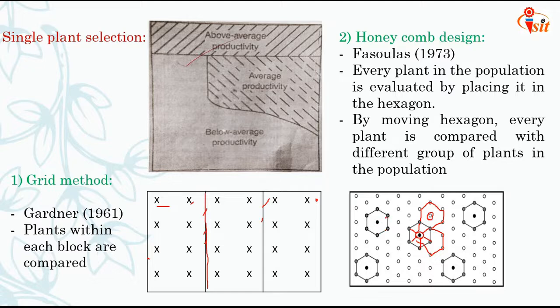Okay, on the angles of that hexagon. Then again this hexagon is moved onto another plant, and this plant is compared with the other group of plants. Okay, so this is the honeycomb design which is given by Factorial.